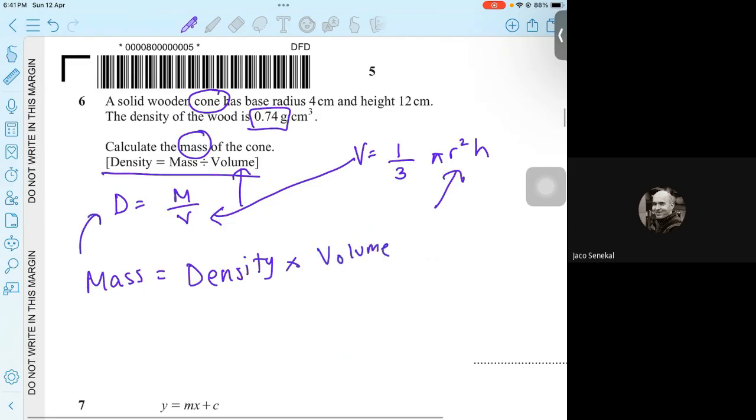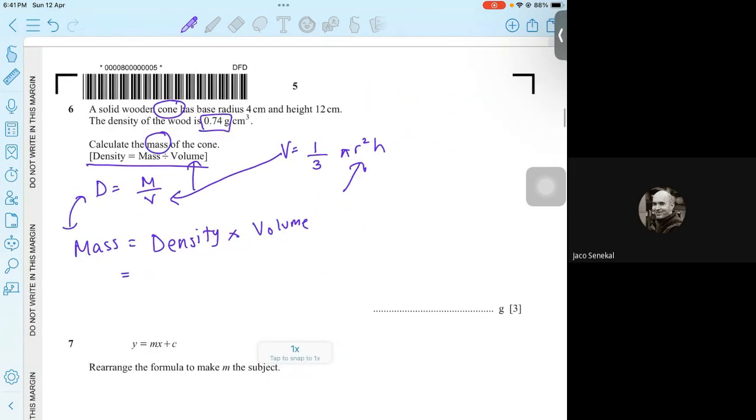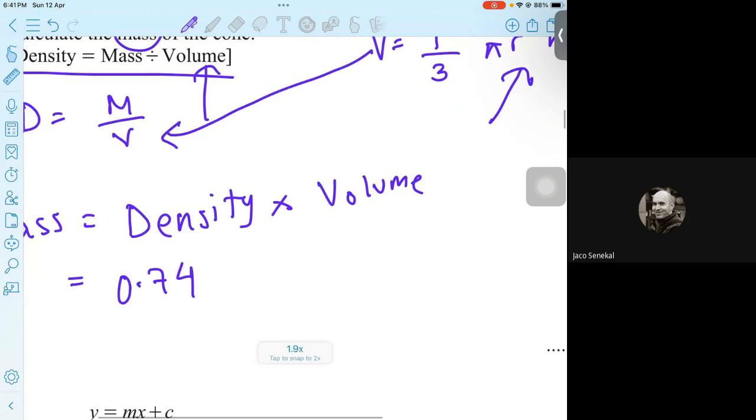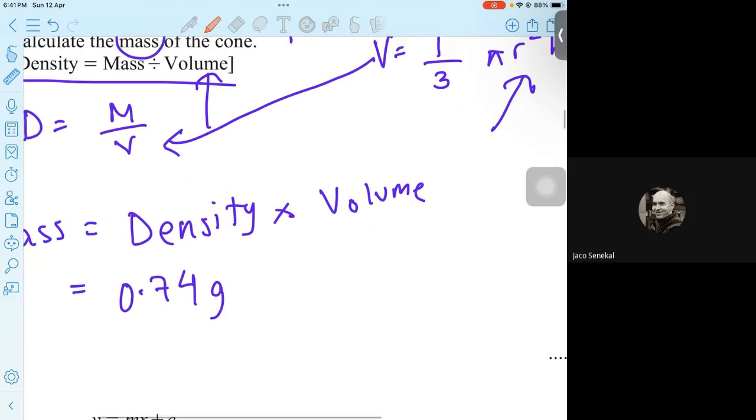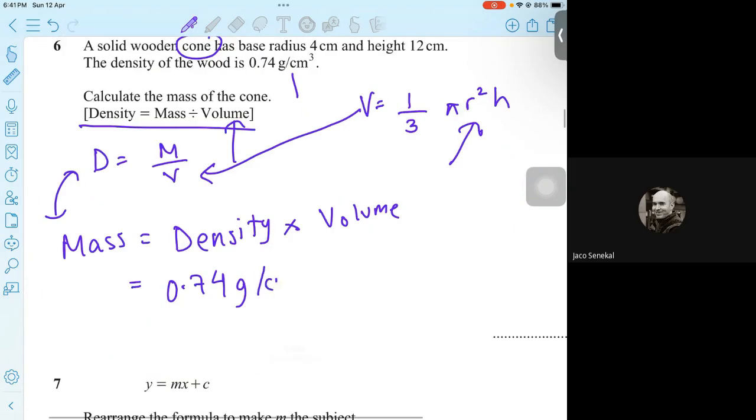Just rearranging this to make M the subject. Okay. So the next thing we write is the density, which is given as 0.74. Be very careful of the units. So 0.74 grams, and this says it's grams over centimeter cube, right? So you could either write it this way, or you could also write it this way. And I'm going to get to why we do that, okay?